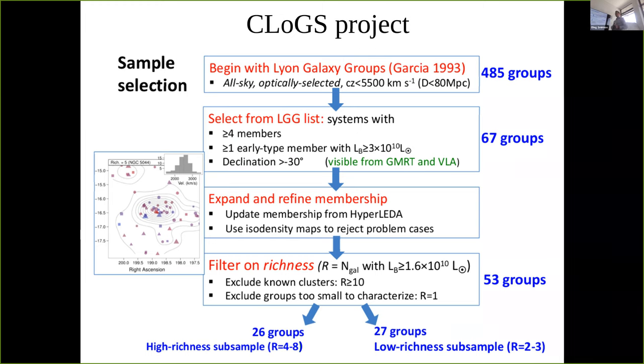On the other hand, we excluded groups that were too poor or too small to characterize, having a richness equal to one or below, because not all groups, for example, have an early type central galaxy, and some of them are spiral dominated. By that, we ensure that we have the best comparison to clusters, and that there will be X-ray emission there. So we ended up with two richness samples, the high richness one between 4 and 8, and the low richness one between 2 and 3.